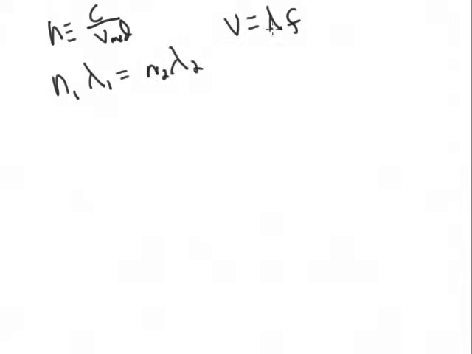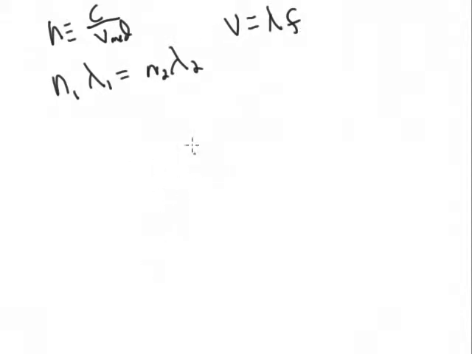And we also need to remember, or not necessarily remember, since you haven't learned this yet. However, for a wave, the velocity of a wave is going to be equal to the wavelength times its frequency. So another consequence is that the index of refraction in one medium times the wavelength in that medium is going to equal the index of refraction in another medium times the wavelength. And the reason why is because the frequency never changes.